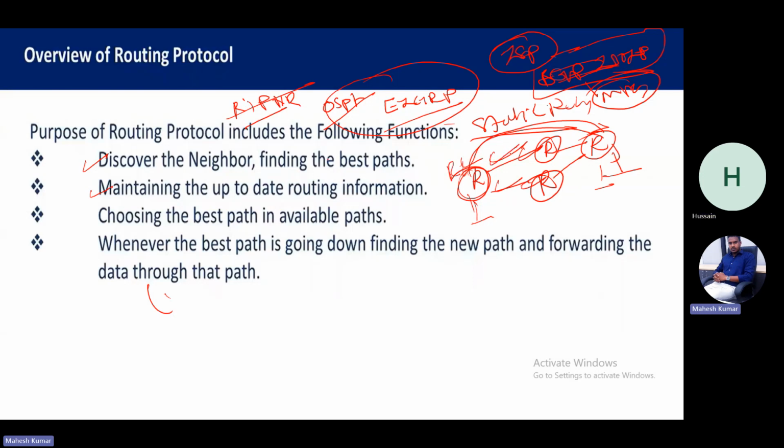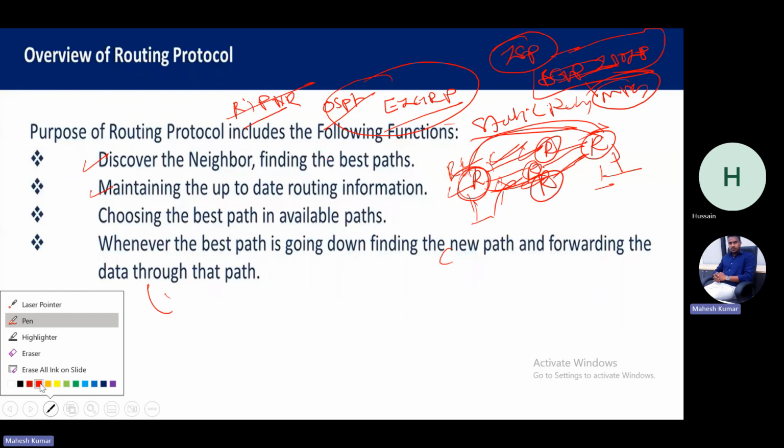In case the best path is going down, the second best path will be available, so the data will travel via the second path. There might be multiple paths also. Let's suppose one more router is connected, so it will keep all three paths in its routing table. Or we can say every protocol maintains different routing tables.